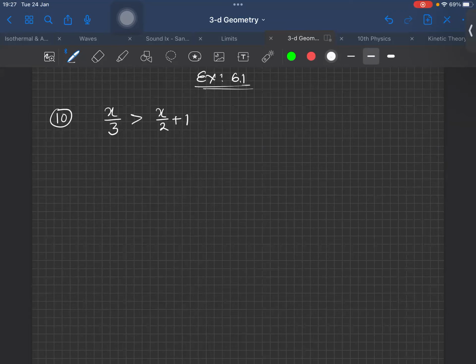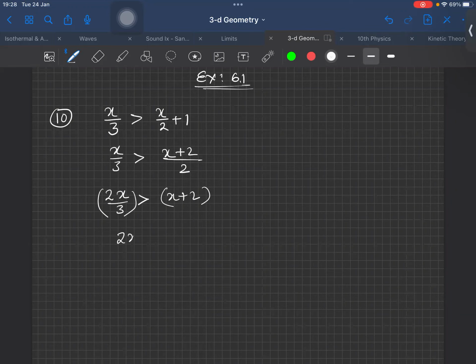So first have a common denominator and then multiply. Yes, correct. So it will be x by 3 greater than x plus 2 upon 2, right? Now we'll multiply both sides by 2. So it will become 2x upon 3 should be greater than x plus 2, right?